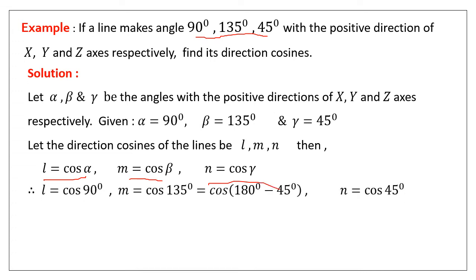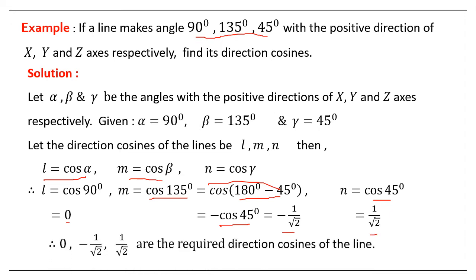So L equals cos 90, M equals cos of 135 degree, which lies in second quadrant. So we will write it as cos of 180 minus 45 degree, and N equals cos 45 degree. So cos 90 is 0, so L equals 0. M equals cos of 180 minus 45 gives us minus of cos 45 equals minus 1 by root 2, and cos 45 is 1 by root 2. So students, we have 0, minus 1 by root 2, 1 by root 2 are the required direction cosines of the given line L.